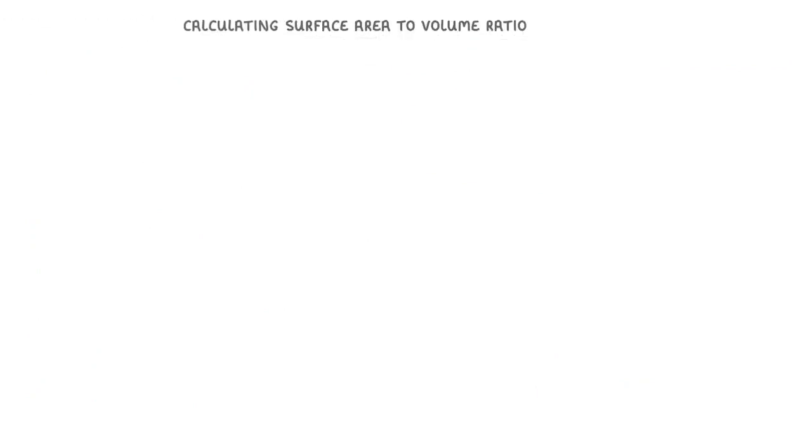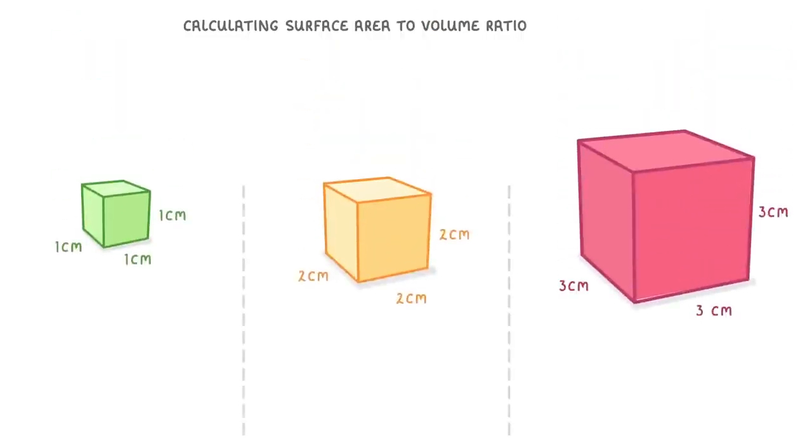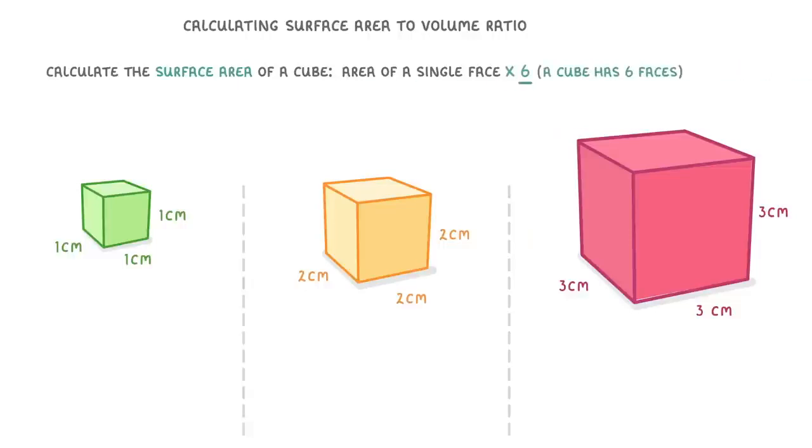Now, calculating the surface area and volume of a real organism is actually really hard because they're weird shapes. So instead, to see this idea in practice, let's take these three cubes and see how their surface area to volume ratio changes as they get bigger. To calculate the surface area of a cube, you just calculate the area of a single face and then multiply it by 6, because a cube has 6 faces.